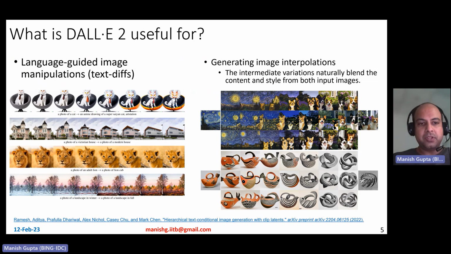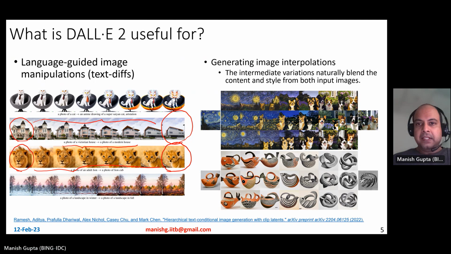For example, you could ask for things of this kind: a photo of a Victorian house getting transformed into a photo of a modern house. And as you see, you can start with a Victorian house and end with a modern house, and then generate things in between. Similarly, you can start with a photo of an adult lion and finally end up with the photo of a lion cub and see various stages in between. DALL-E 2 can also help generate image interpolations.